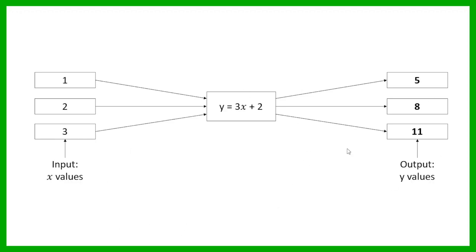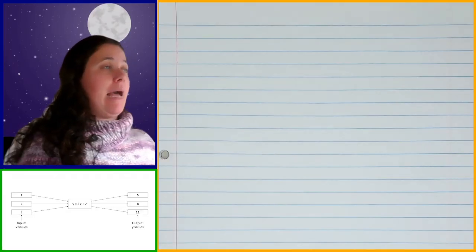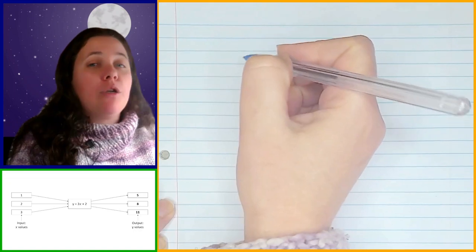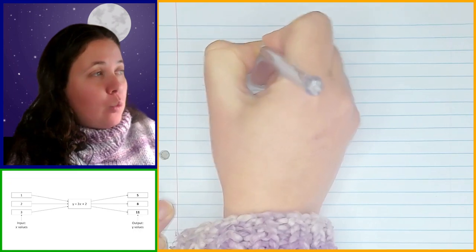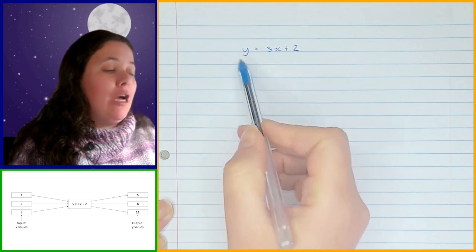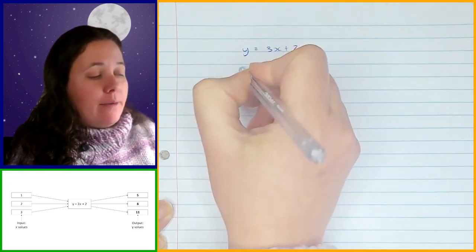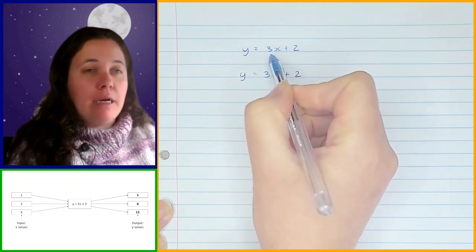Okay, so this is the kind of idea of what we're going to be looking at now. So before we go on to actually doing an example, I want to just show you what you need to do if you are trying to work out an output value, how you actually are going to do that. So let's take this example over here. And say I wanted to work out the output value for my first input. So if my equation is y equals 3x plus 2, and I want to work out what my output value is for the input value of 1, I'll have y equals 3, 1 plus 2. Okay, that's what it looks like over here.